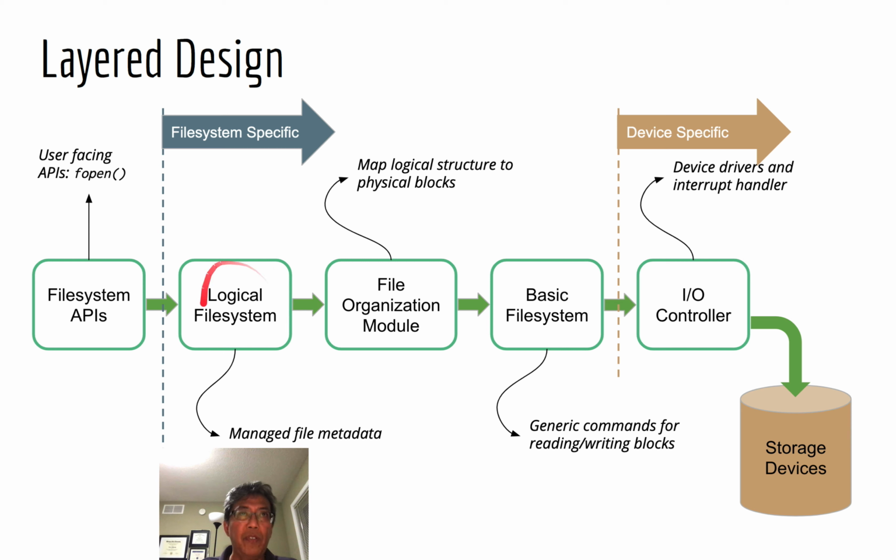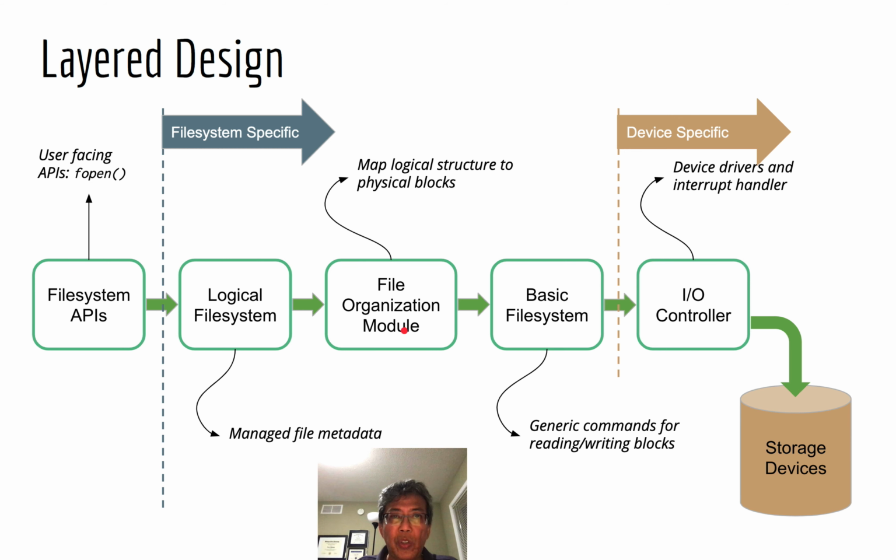So for instance, the first module inside the operating system file system deals with file metadata. For instance, at this level, the OS would verify if the requesting process is permitted to open the file, or the OS will verify that the file can be opened in a particular mode, because you can request a file to be opened in binary mode, but the file is actually an ASCII file, or maybe the file is write protected and you try to open the file for writing.